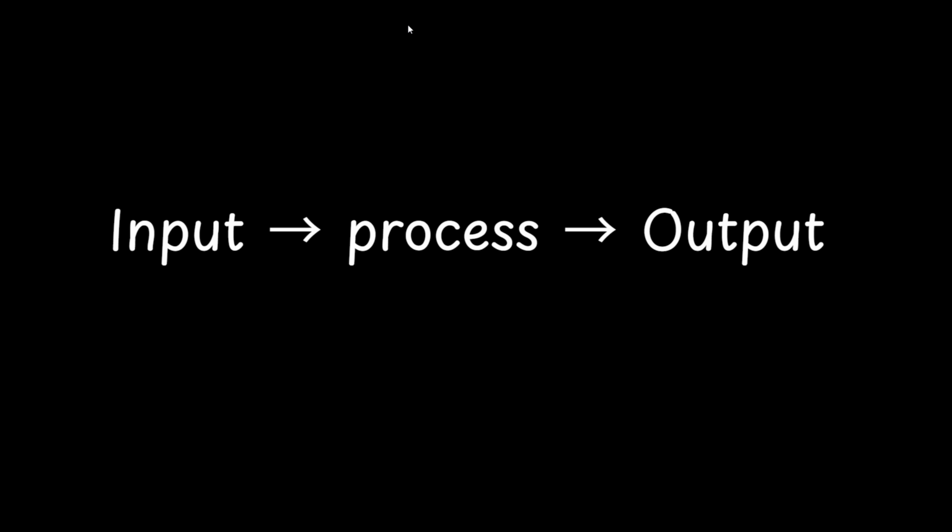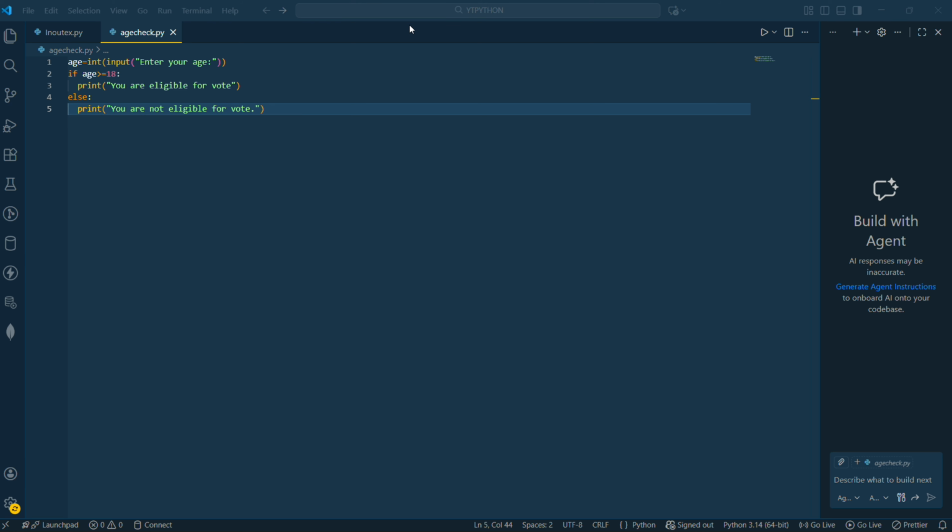Every program works in three steps. First, take input from the user. Second, process the data. And third, show the output. For example, here we are checking whether a person is eligible to vote or not. So, we are taking a variable age, which takes the input as an integer.